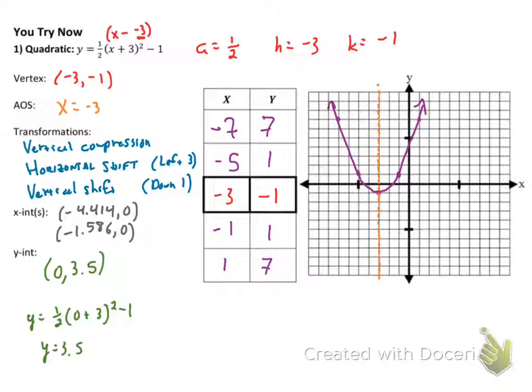I went up by 2's in my x's. You'll see I went -7, -5, -3, -1, 1. I went up by 2's because I knew we were going to multiply it by a half because our A value is a half. So I knew those would give me nice numbers. That's why I did it that way. Okay, so there's that one.